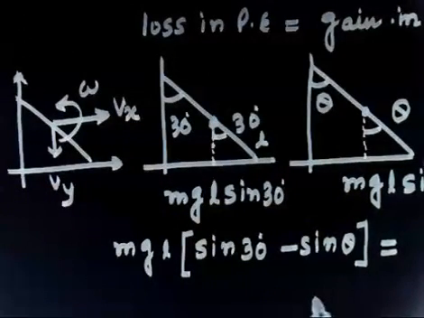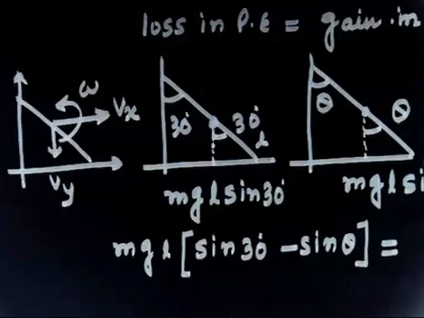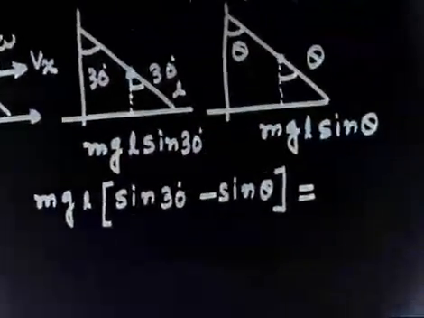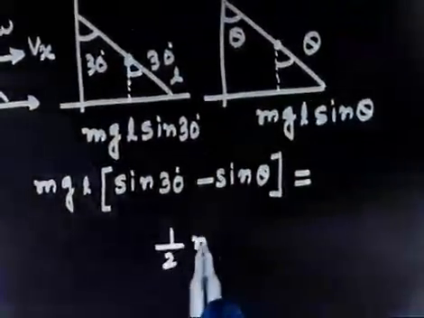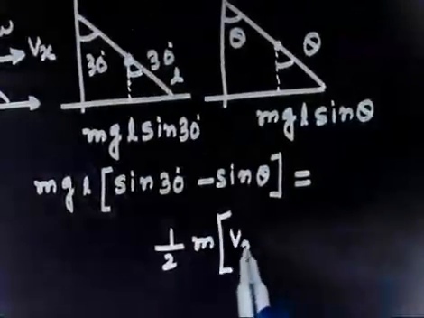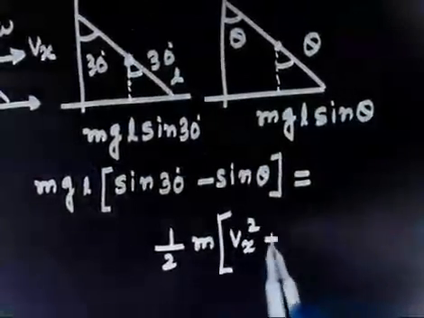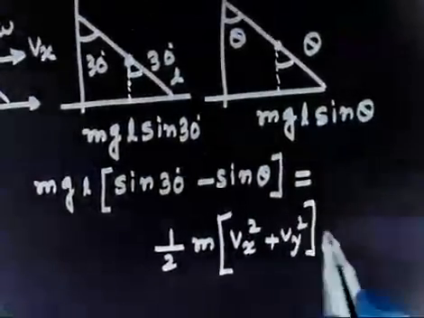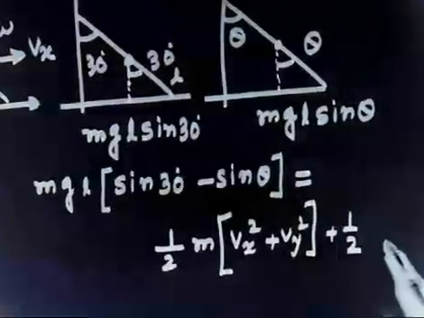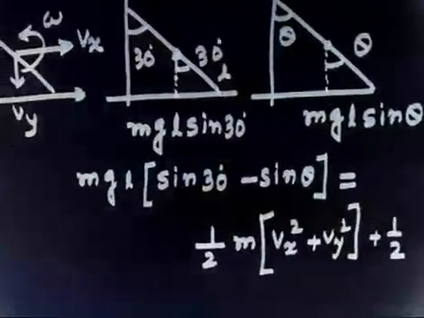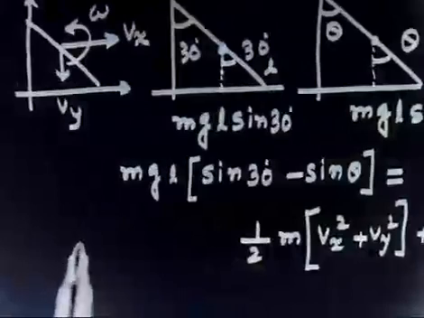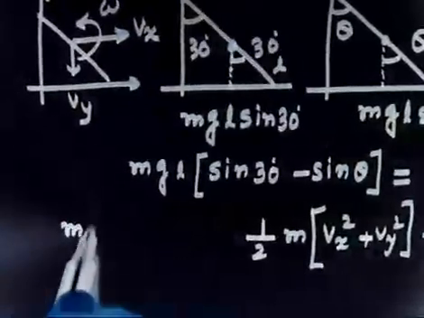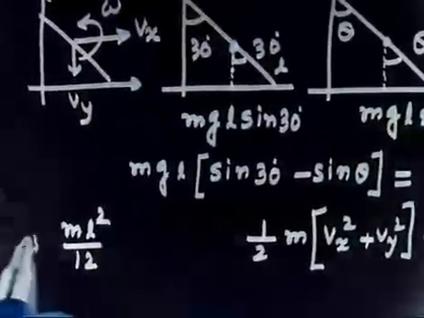So total energy will be half m vx square plus half m vy square plus rotation. Due to the rotation you will have energy, that is half I omega square. So if I put this value, total energy will be half m vx square plus half m vy square plus half I omega square. For this, the moment of inertia for a rod about the center of mass is generally given as ml square by 12.